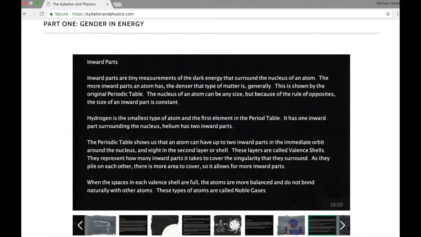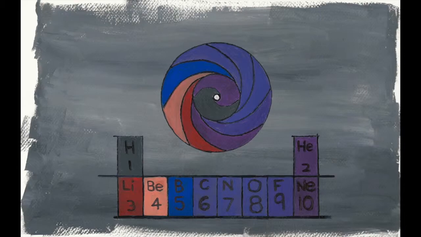It has one inward part surrounding the nucleus. Helium has two inward parts. The periodic table shows us that an atom may have up to two inward parts in the immediate orbit around the nucleus and eight in the second layer or shell. Currently we call these valence shells. As they pile on each other, there is more area to cover, so it allows for more inward parts. So that's the definition of inward parts.